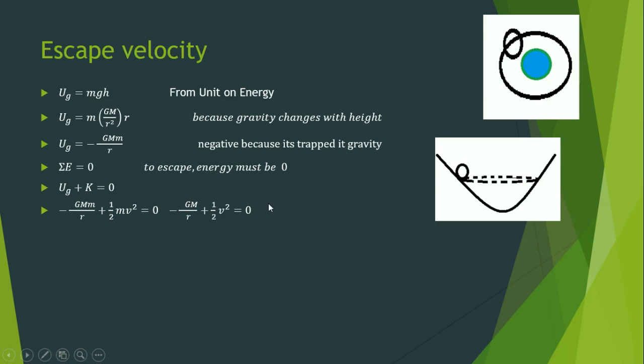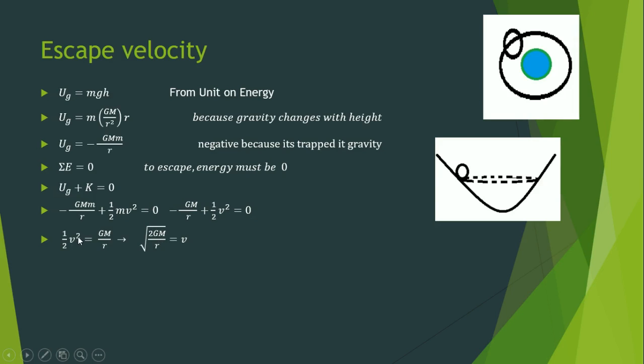So now we want to solve for velocity. So we move everything to the other side. So first we move this little part by adding it to the other side. Then we multiply by 2, like this.